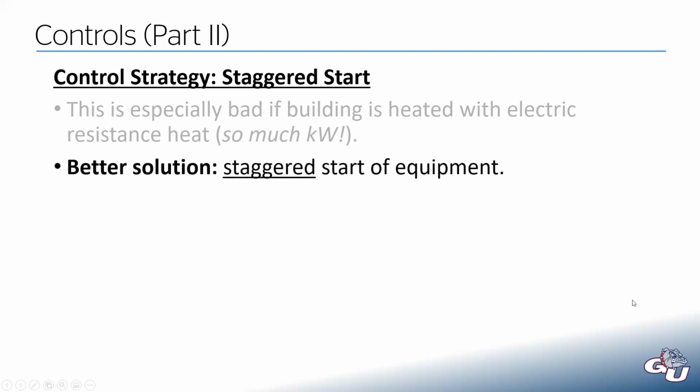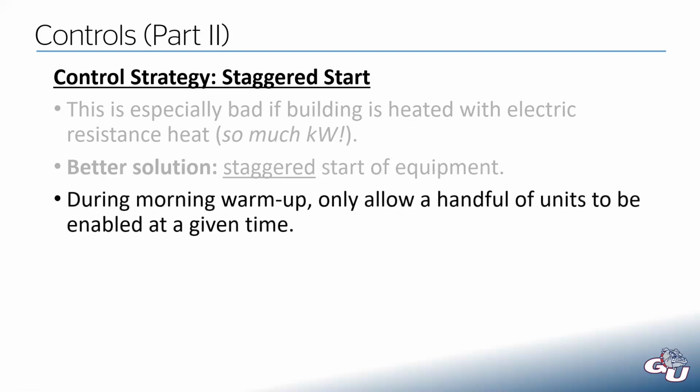So a better option here is to do a staggered start of our equipment. During that morning warm-up period, we write into our control logic that I'm only going to allow, say, 5 units to be running at any given time. So we start 5 units, and then one of those units will get up to temperature, then that one will turn off, and the next in line will turn on.